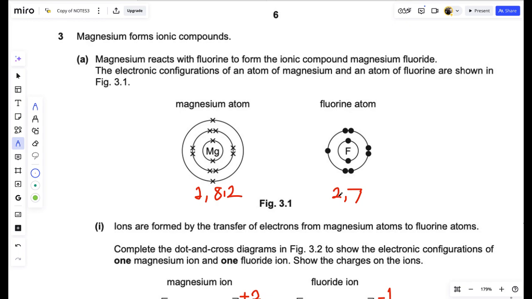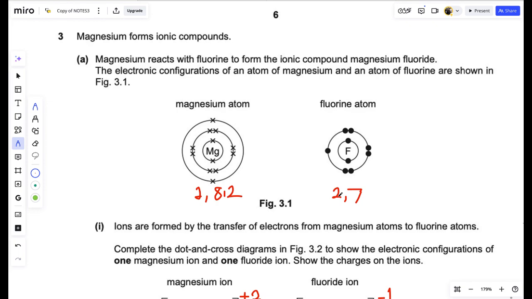So fluorine is looking for 1 because it's in group 7 of the periodic table. It already has several electrons in the outer shell. So magnesium loses 2 and then reacts to form magnesium fluoride, right? Now the electronic configuration of an atom of magnesium and an atom of fluorine are shown in figure 3.1.